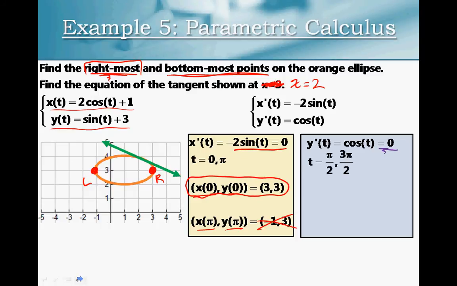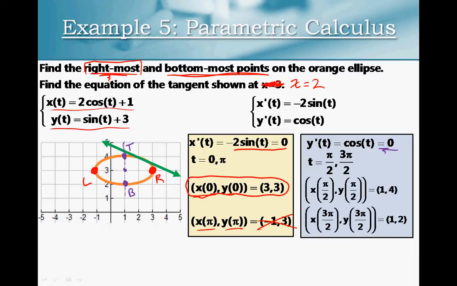And we get two times at which this happens, at pi over 2 and 3 pi over 2. Now, you can kind of see that: 90 degrees up from the center, 90 degrees down from the center. Those are the two candidates. Now we could find the coordinates of those two purple points, this bottom point and this top point, just by plugging back into the original function, x of pi over 2, y of pi over 2.